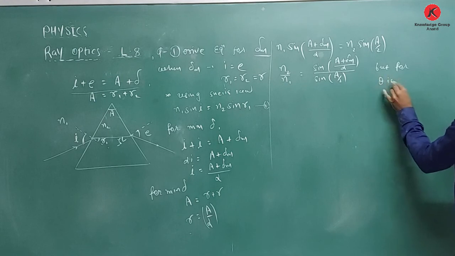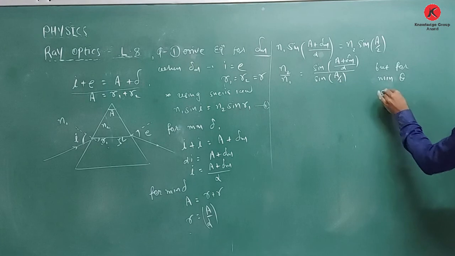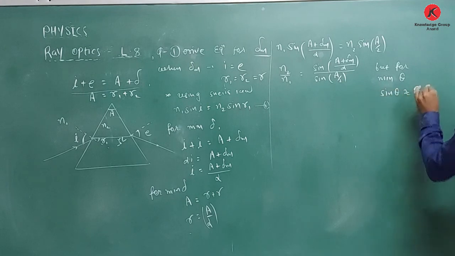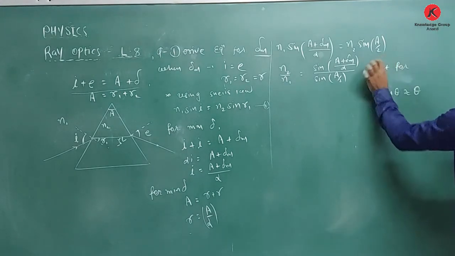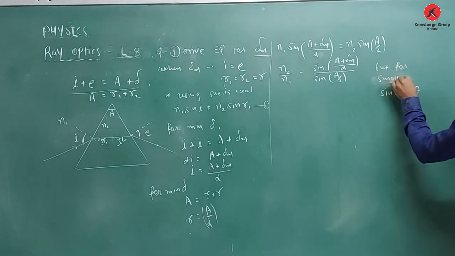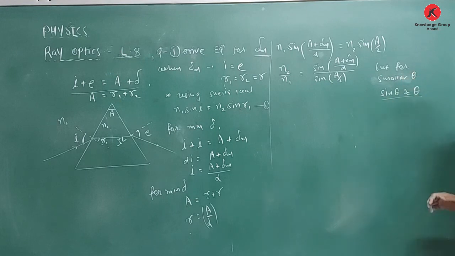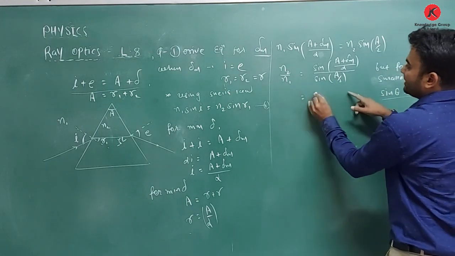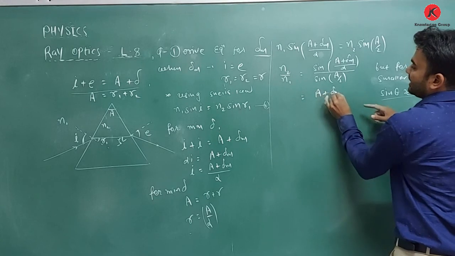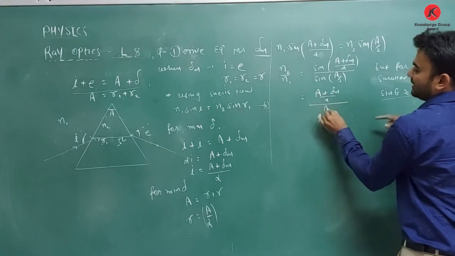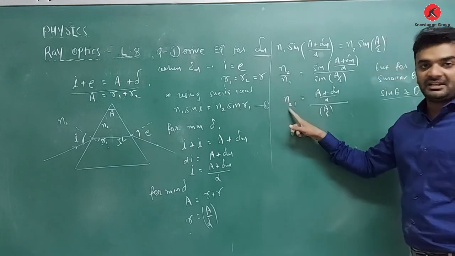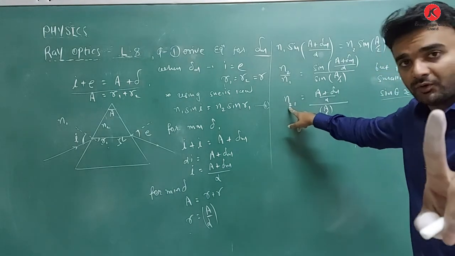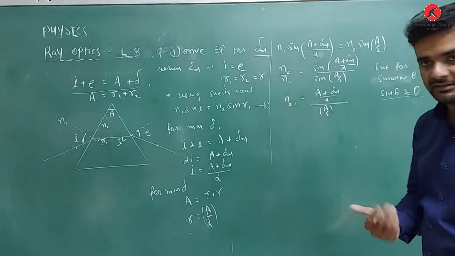But for a small theta, sin theta is nearly theta. If theta is small, sin theta is nearly theta. So let me write it this way: (A plus delta minimum) by 2 divided by A by 2. This is n21, the refractive index of 2 with respect to 1, N2 by N1.